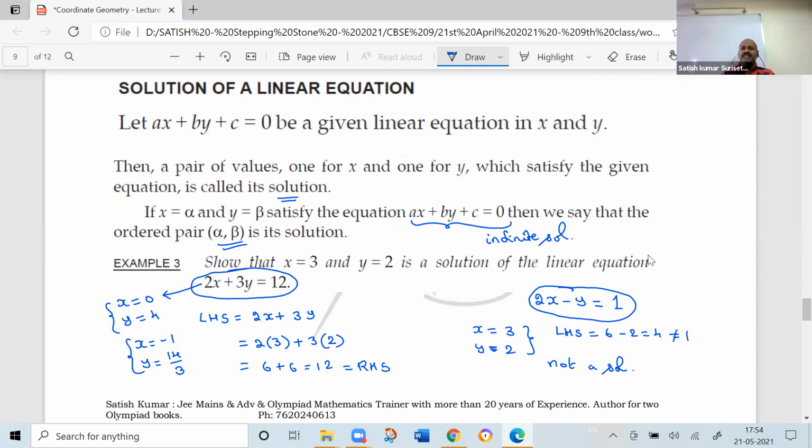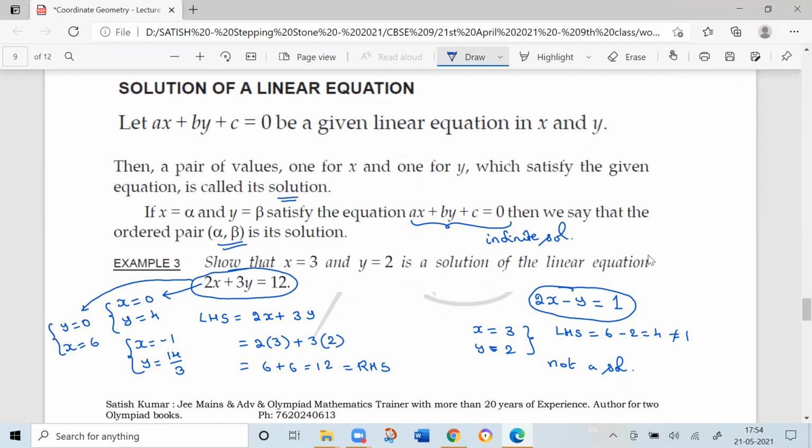Like this, you can find infinite solutions. Now let us find one more. Suppose I take y equal to 0 in this equation, what will x be? x equal to 6. Whenever it is asked to find the solutions, what you do is fix one of the variables and calculate the other variable and list out the solutions.